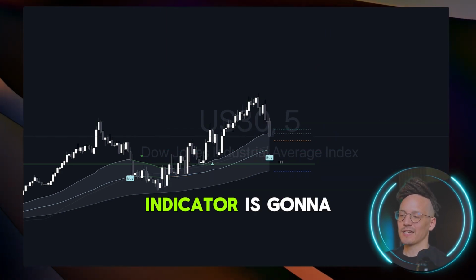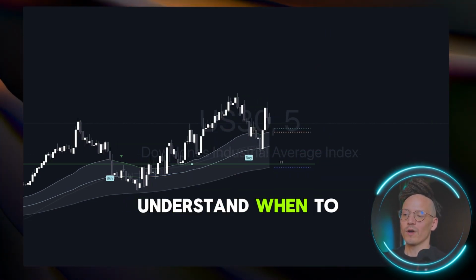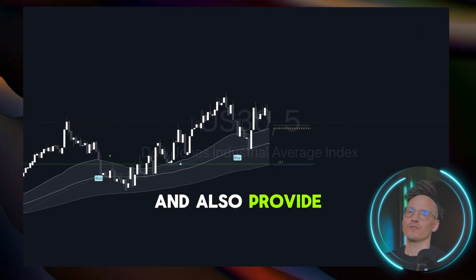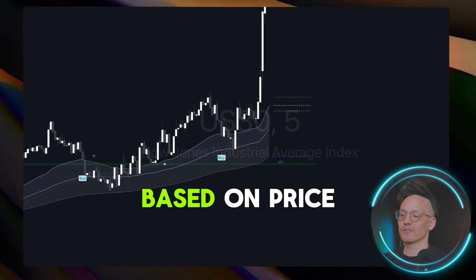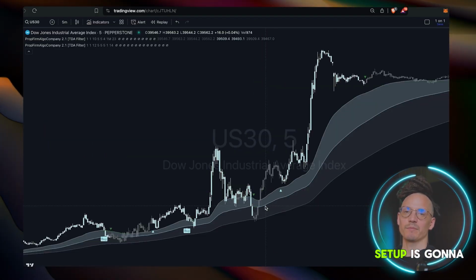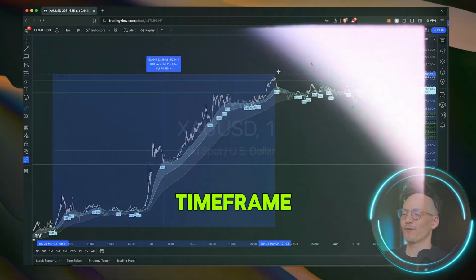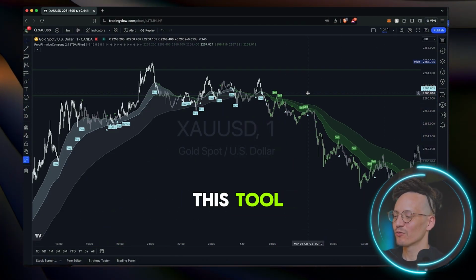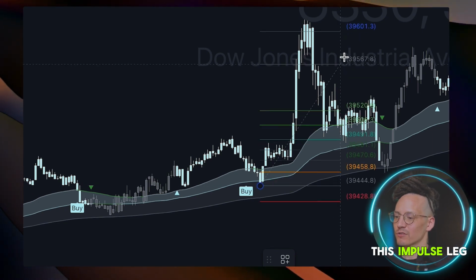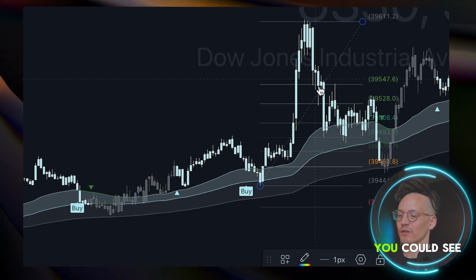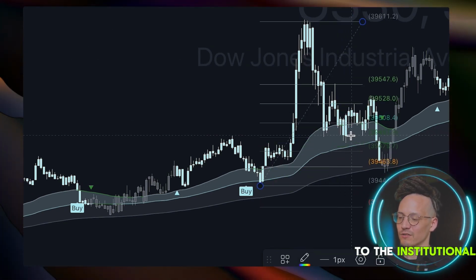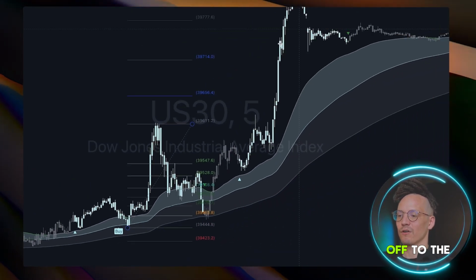This price action indicator is going to allow you to understand when to enter and also provide you the buy and sell signals based on price action. The exact same setup is going to happen on every single time frame, and that's what I love about this tool. If we look at, let's say, this impulse leg, taking it all the way to the rejection, you could see the entries came right down to the institutional entry lines and then blast off to the upside.